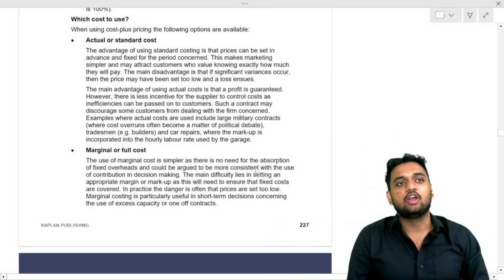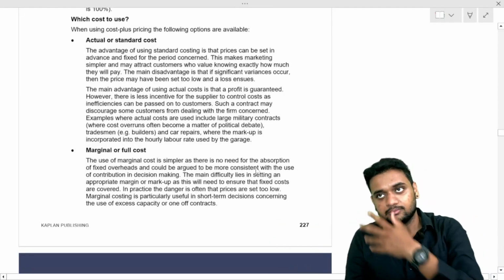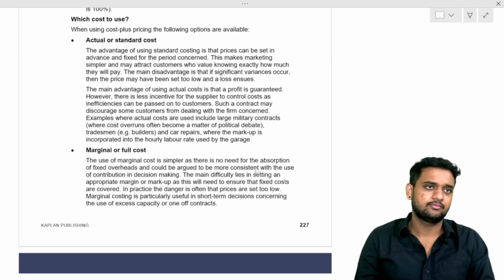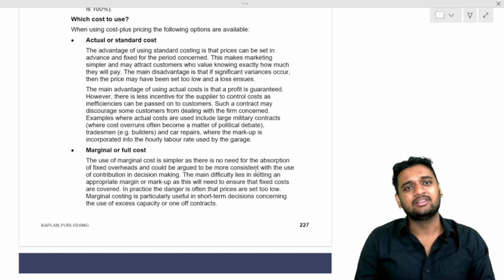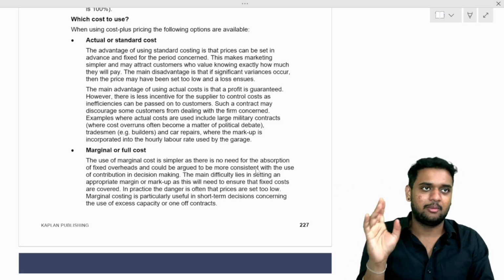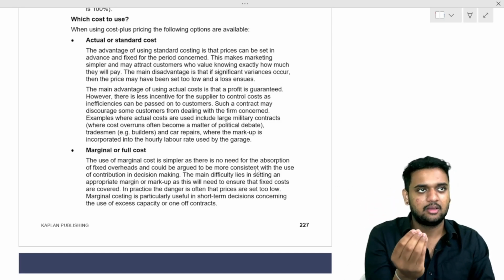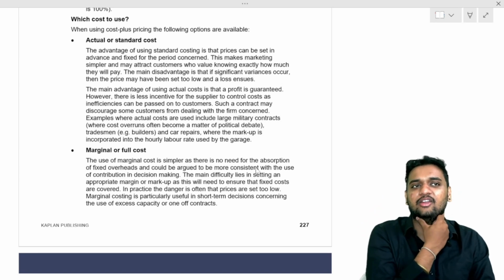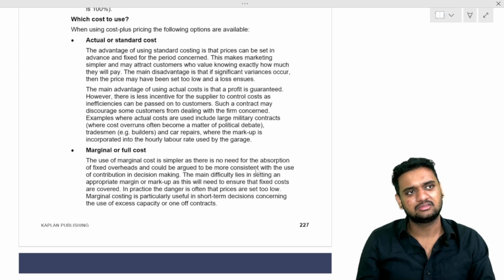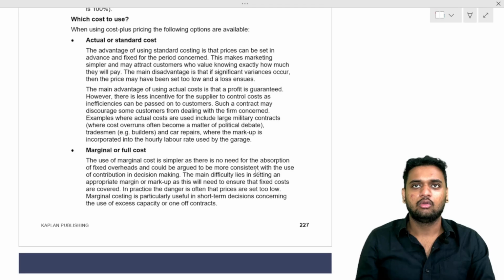Second is marginal cost or full cost. What is marginal cost? What is it otherwise called? Variable cost per unit we know, plus profit or markup. Variable cost per unit 8 rupees, plus markup 3 rupees, we can sell at a selling price of 11 rupees. How will you find the total cost per unit? Variable cost per unit 8 rupees we found out.